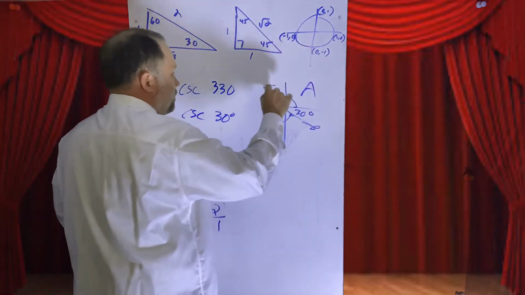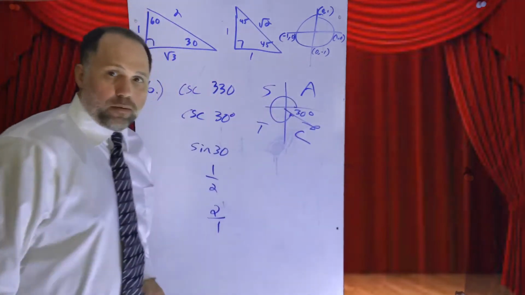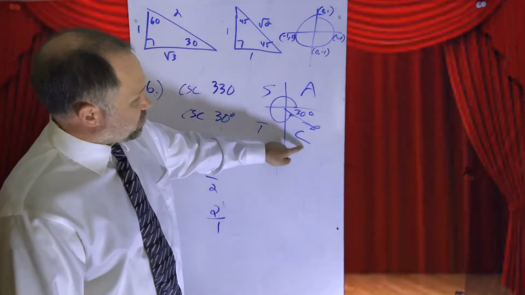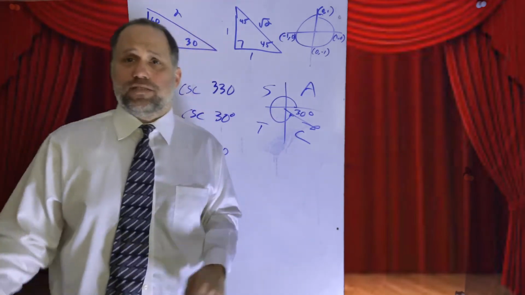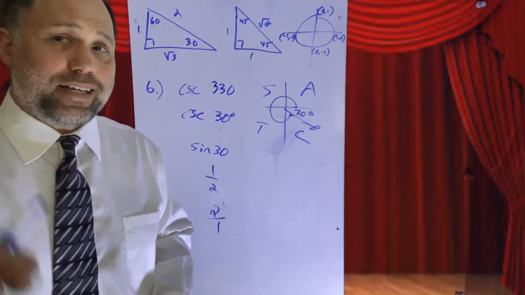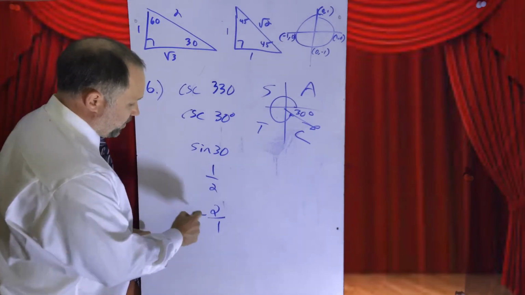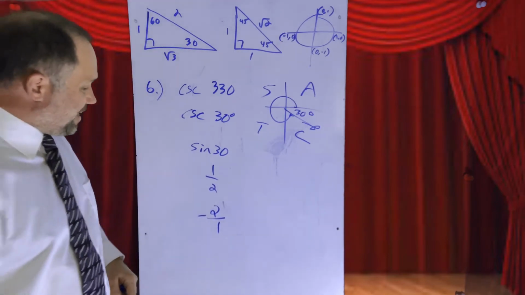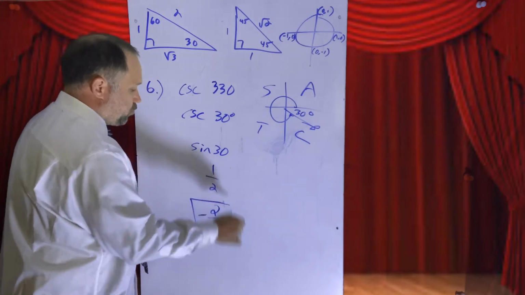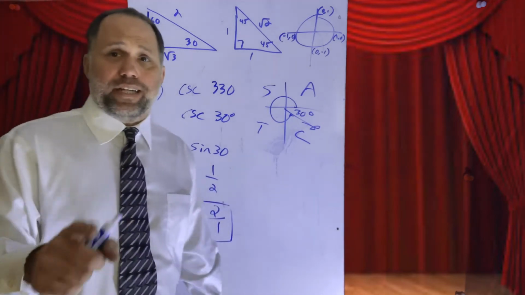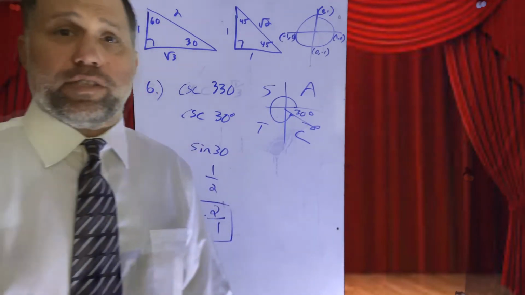But, again, this seems to be a problem for most of you. We are in the C quadrant, ASTC, so we're in quadrant 4, which means sine is negative, which means cosecant must be negative. So I need to put a negative on there, so it's negative 2 over 1. All right, so watch out for your negatives. Pay attention to what quadrant you're in.